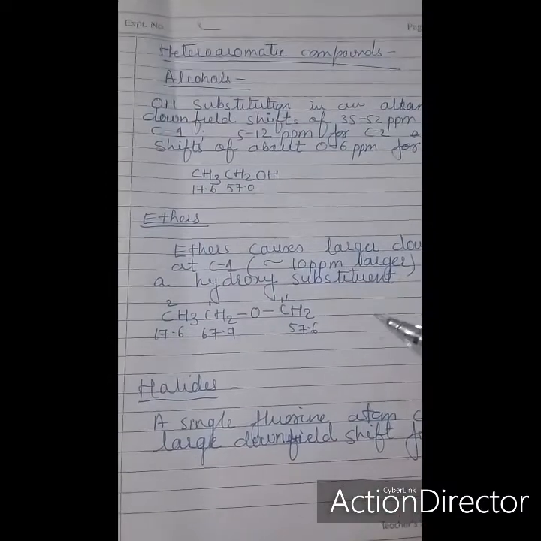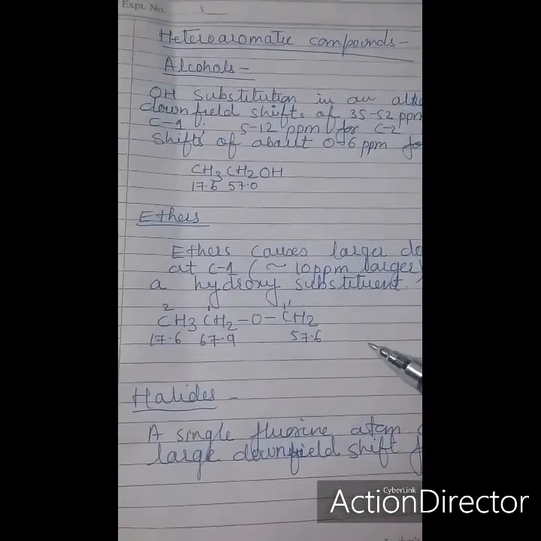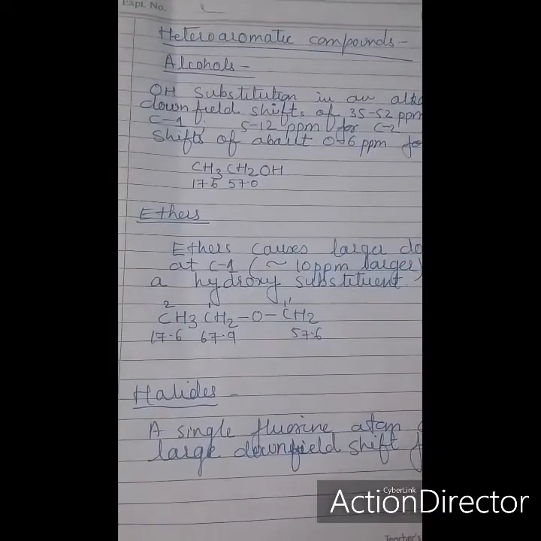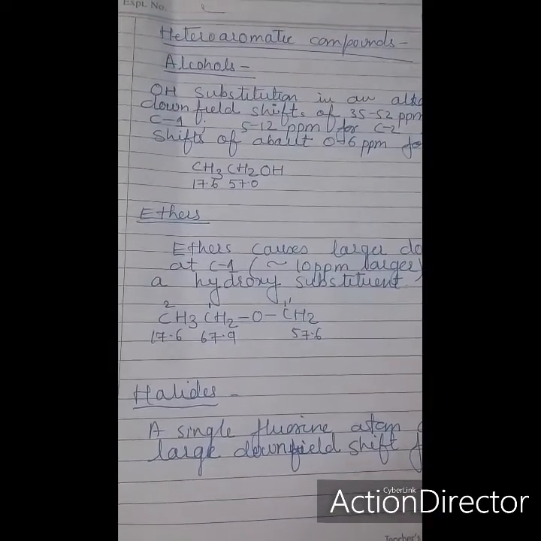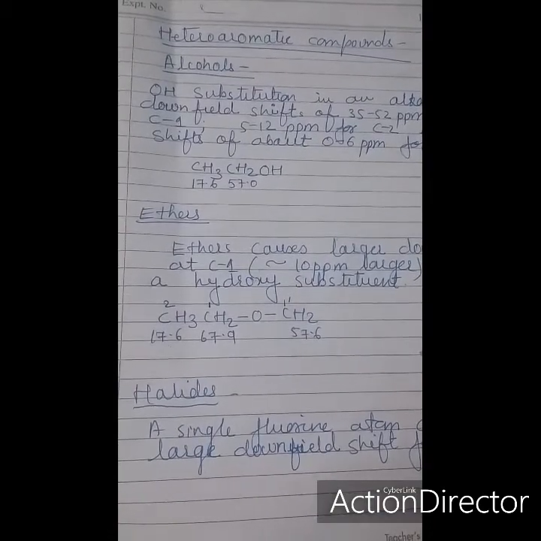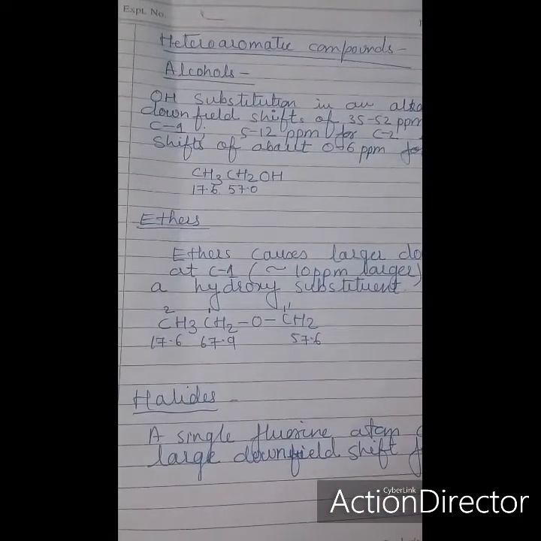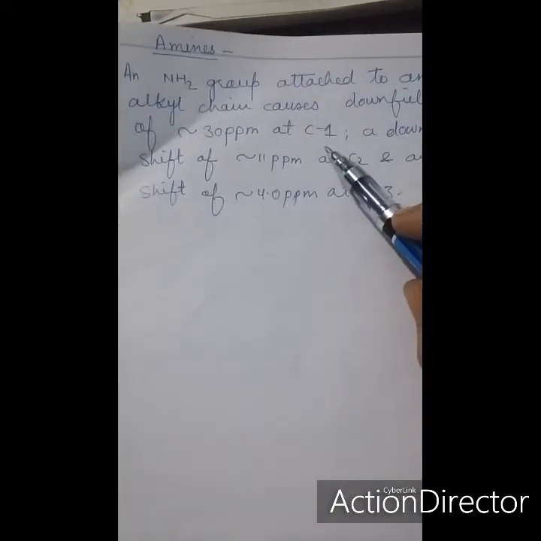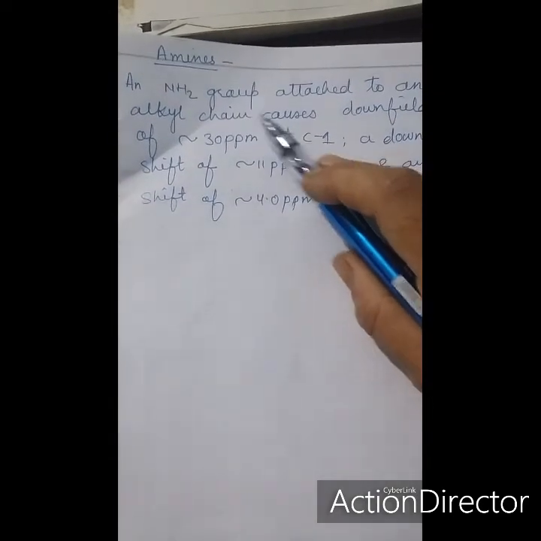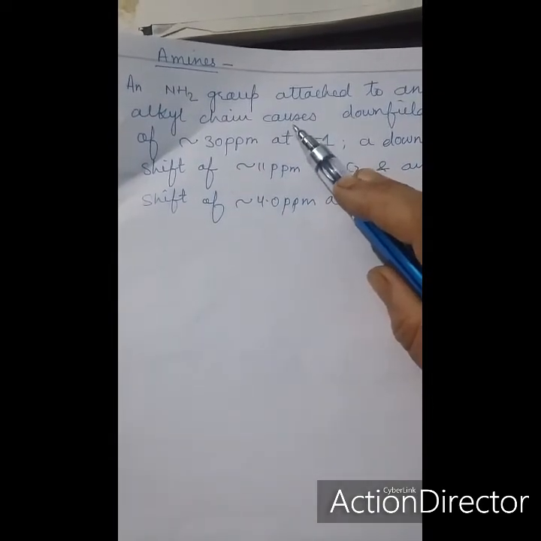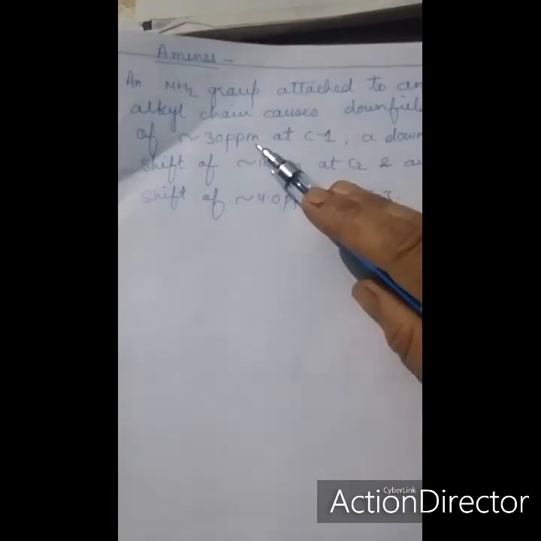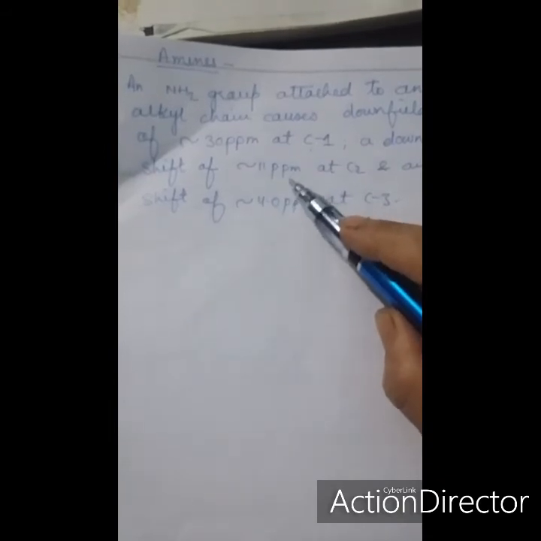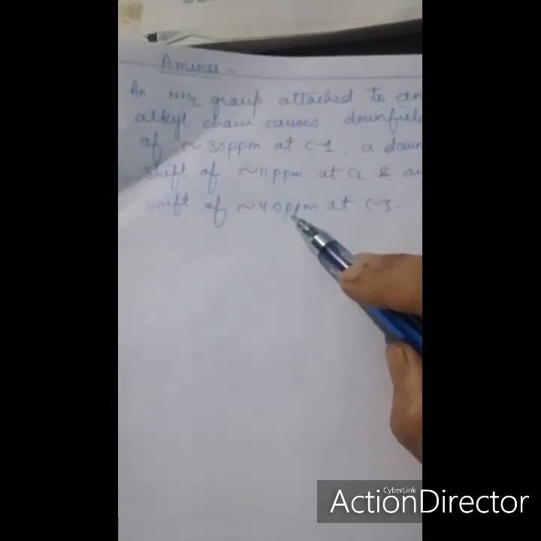Similarly, halides, the effect of halide substitution is very complex. A single fluorine atom, for example in CH3F, causes a large downfield shift from CH4. Now let us talk about amines. The NH2 group attached to an alkyl chain will cause a downfield shift of about 30 ppm at carbon 1 and 11 ppm at carbon 2, and upfield shift of 4 ppm at carbon 3.